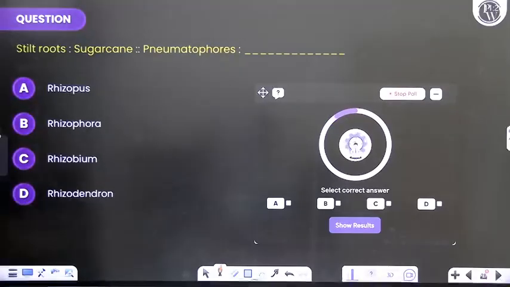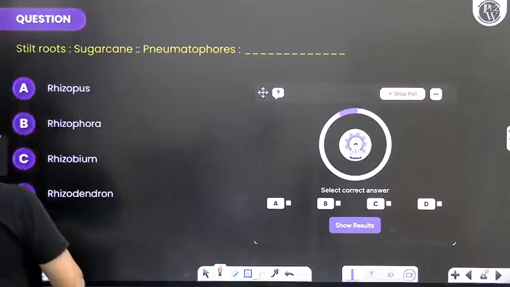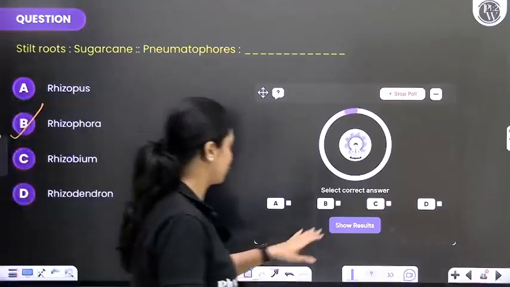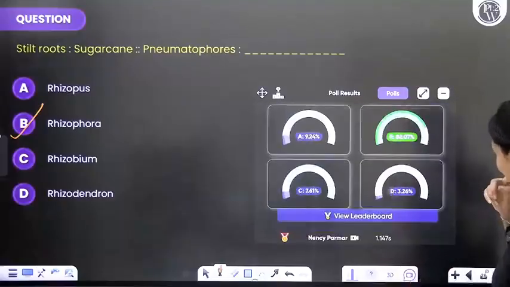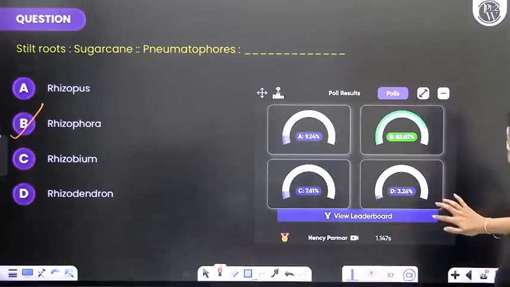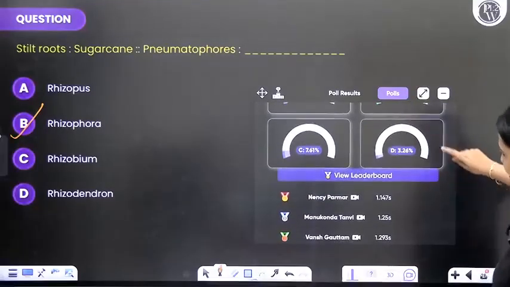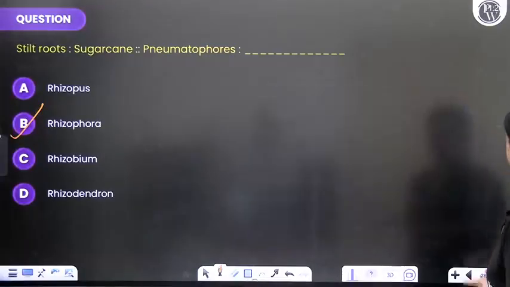Still true. Sugarcane pneumatophores are found in Rhizophora, a mangrove plant. Option B is the correct answer. I expected like 90% on this question at least. Nancy, Tanvi, Vansh, top 3.